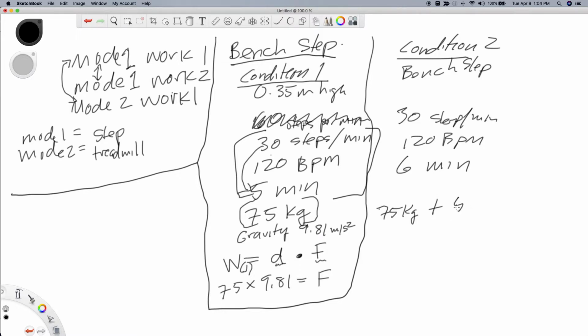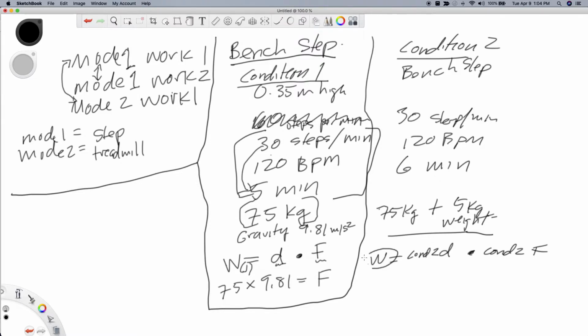And then you do this, and now you're going to have a condition 2 distance multiplied by a condition 2 force. And you're going to get a different amount of work because you altered aspects of work. And so it's going to equal a new calculation, right?